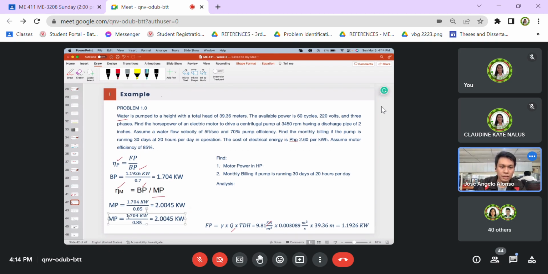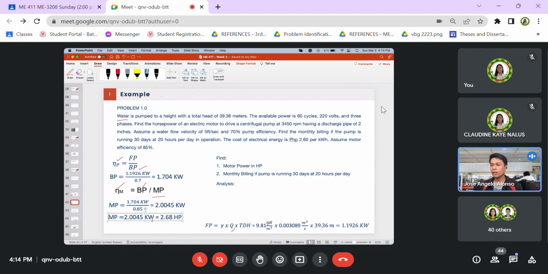However, we need to convert it into HP. So 2.0045 kilowatts for every 0.745 kilowatts, there is 1 HP. So final value natin ng motor power in HP would be 2.68 HP.